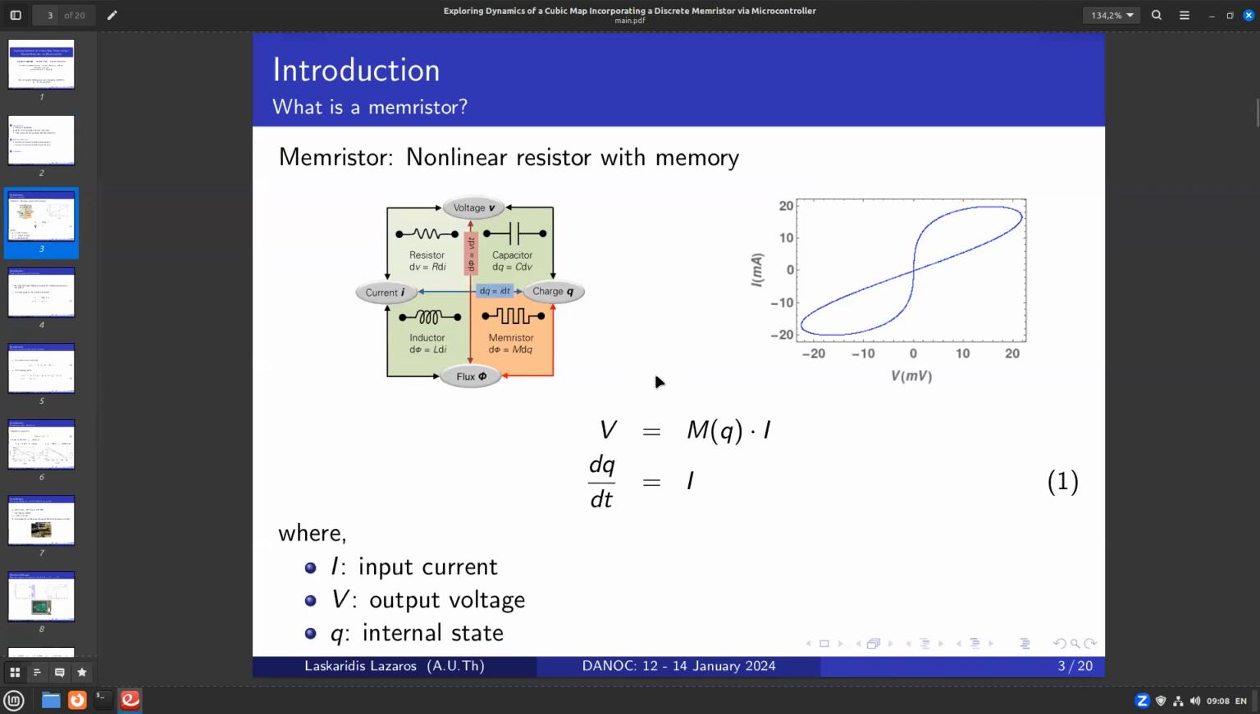and it is presented by this equation where V is the output voltage of the memristor, I is the input current of the memristor, and Q is the internal state of the memristor. Also, the M function here is called the memristance of the memristor.